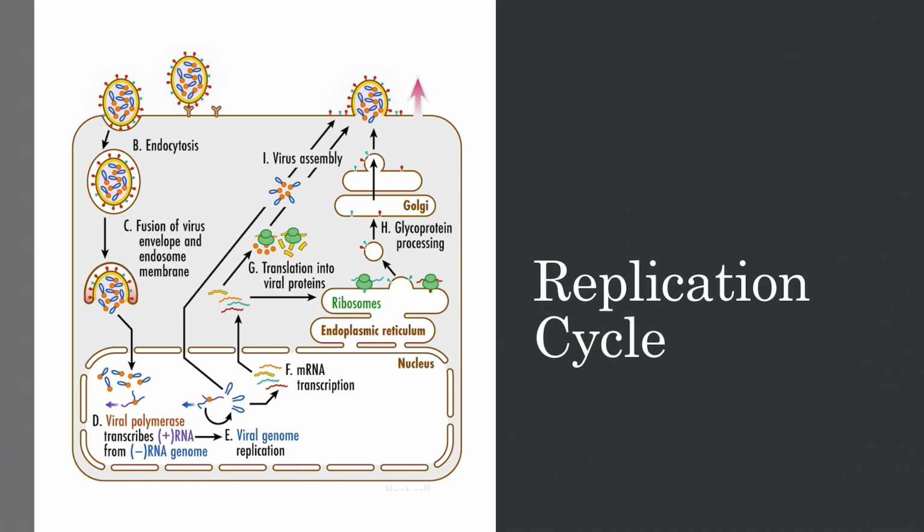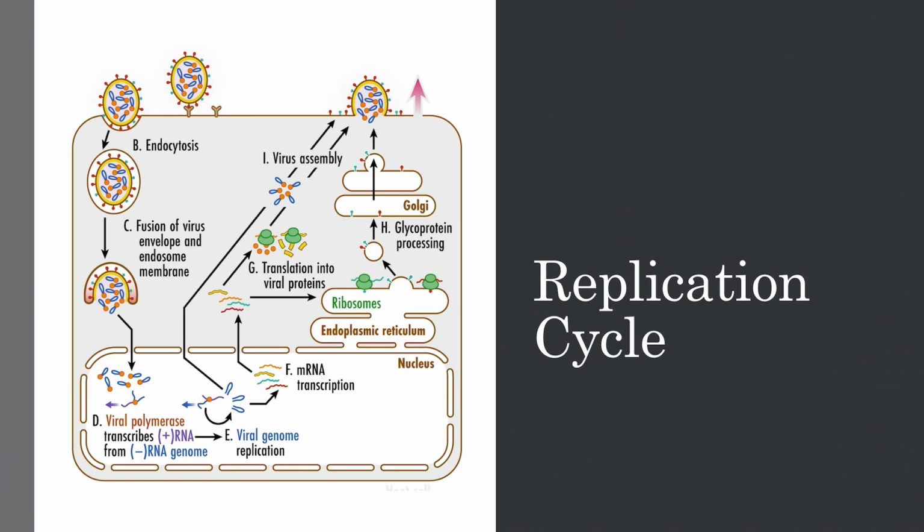The virus's negative RNA segments are also transcribed into mRNAs, which is shown in F. And those are translated into proteins by ribosomes in the cytosol and on the ER, which is endoplasmic reticulum. That's shown in G. The flu virus glycoproteins go through protein processing in the ER Golgi network, which is shown in H, and are then transported to the cell membrane.